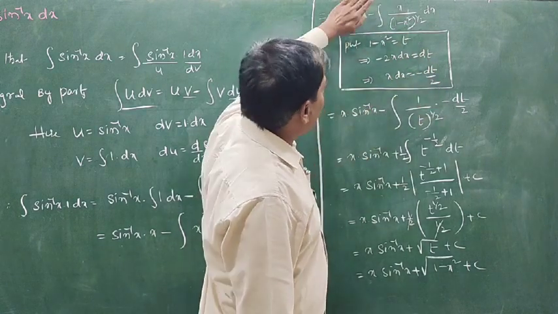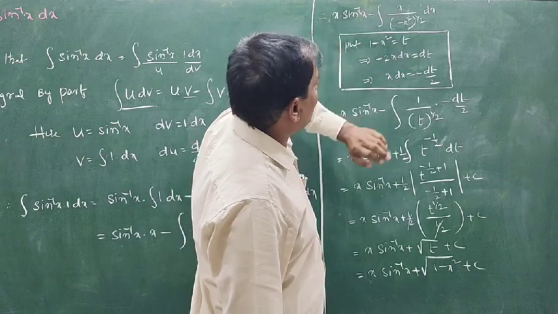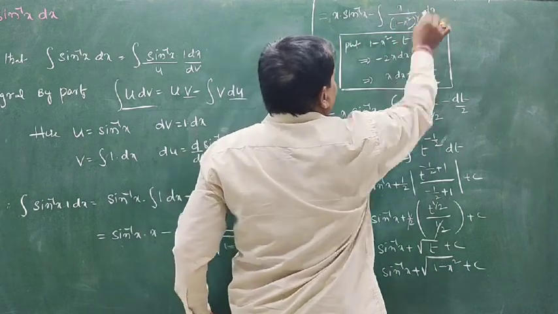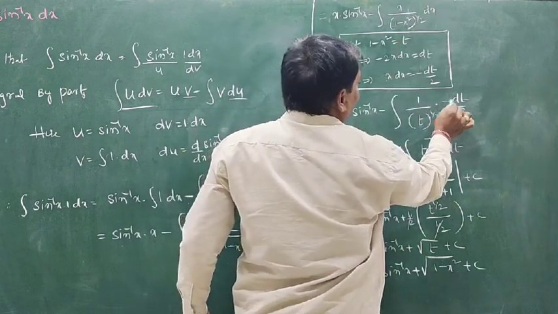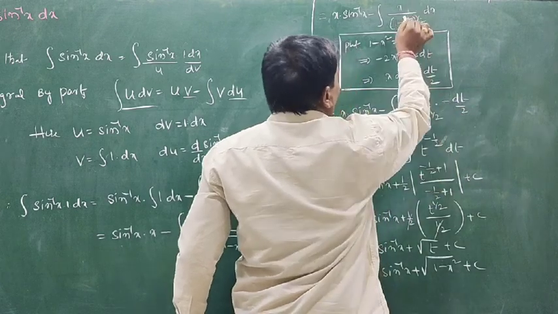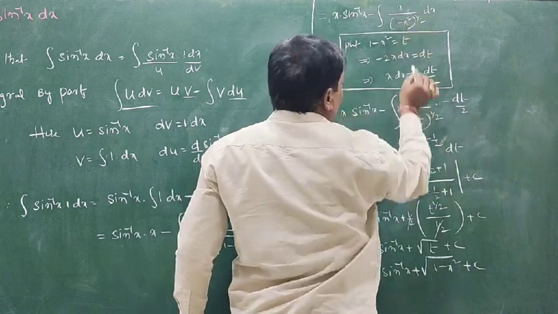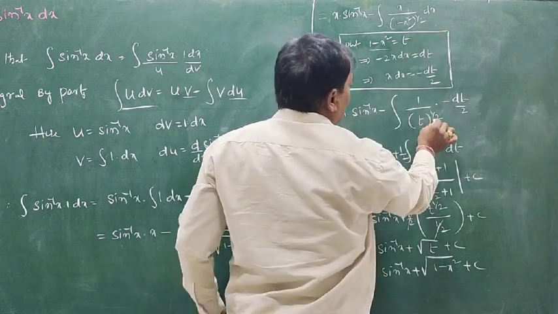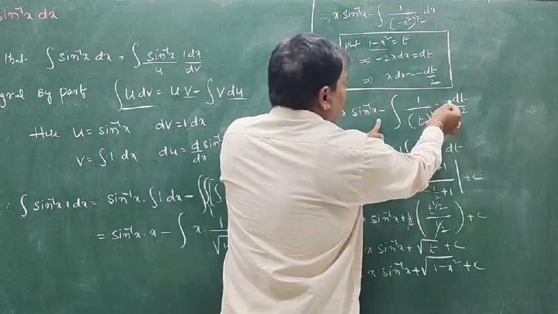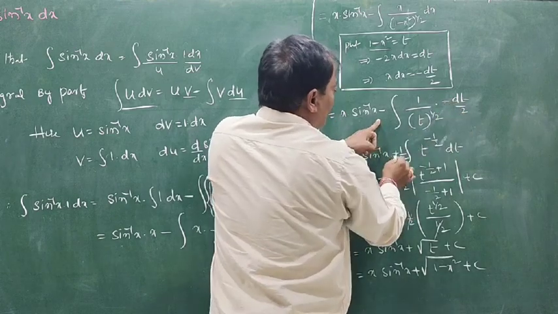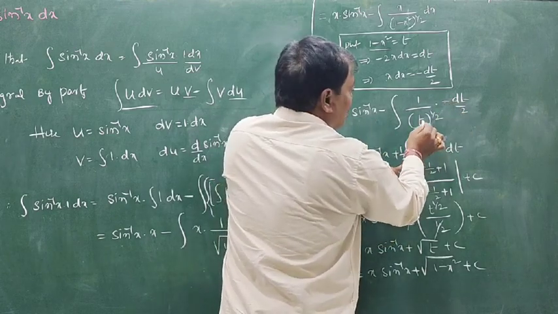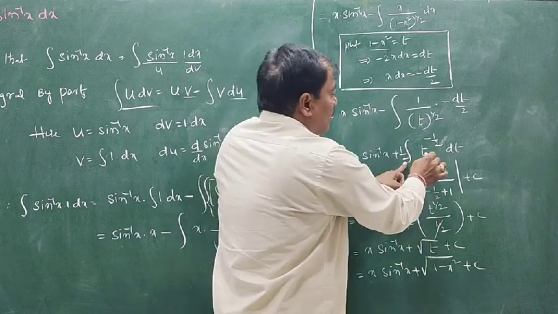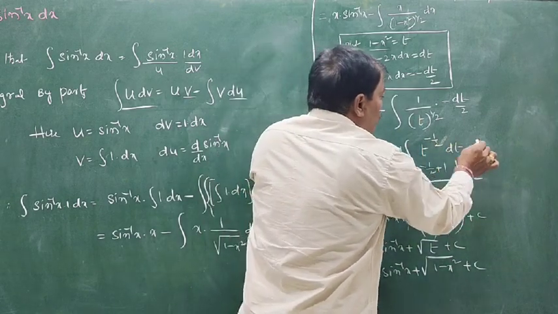In the second part, the first part is as it is. In the second part, x dx is replaced by minus dt by 2, and 1 minus x square we put as t, and the power is as it is. Then we take minus 1 by 2 common, plus 1 by 2 integral. We shift this denominator t into the numerator: t to the power of minus 1 by 2 dt.